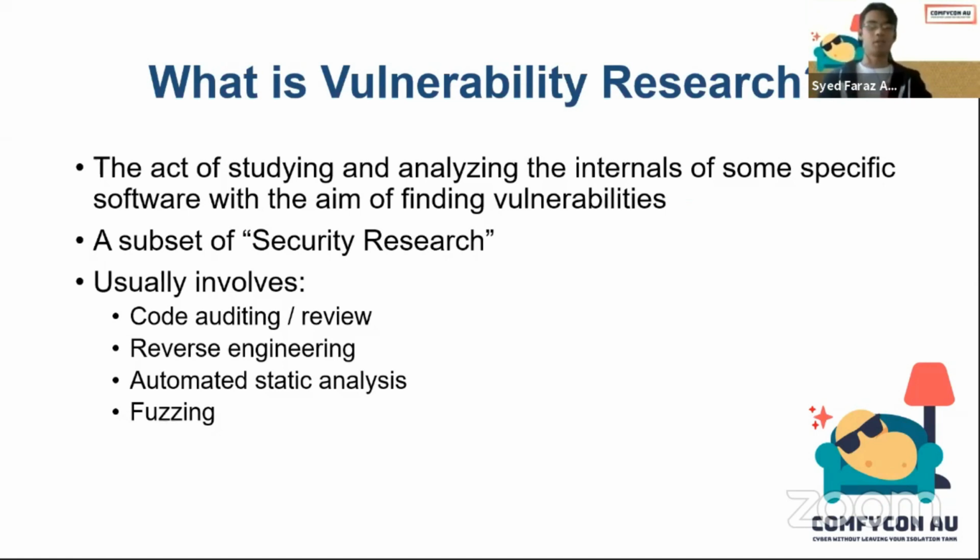And last but not least, fuzzing is where you create random test cases or random input for a piece of software, and you run it through whatever software you're testing. If the software ends up crashing, then you know that something's wrong, and you try to figure out if the crash can be exploited. So those are usually the four different things that you do when doing vulnerability research.